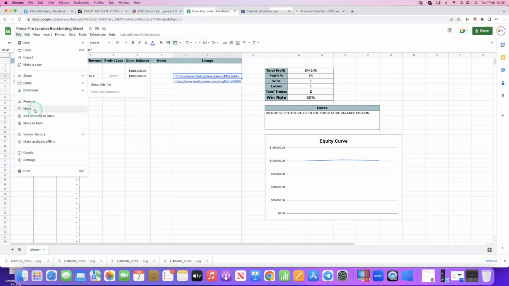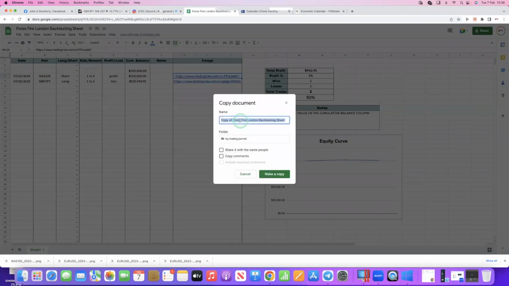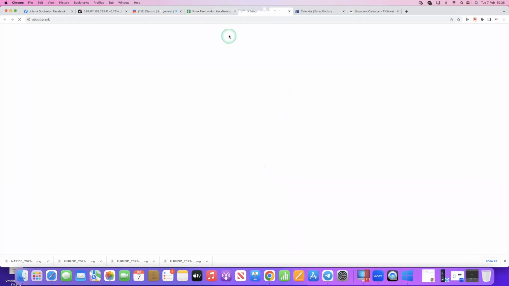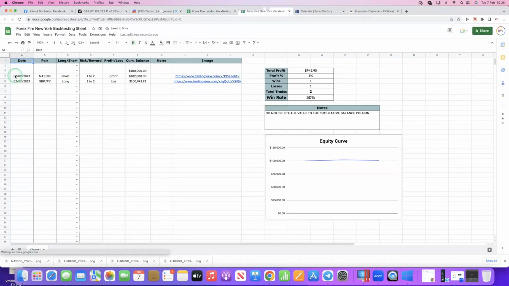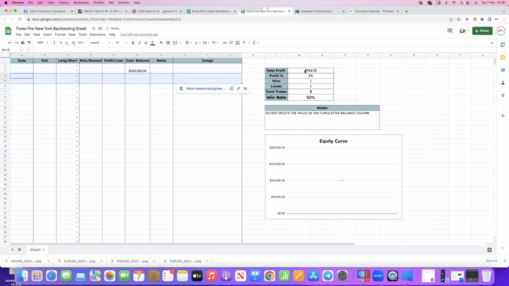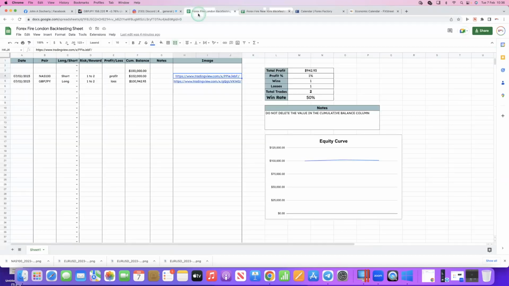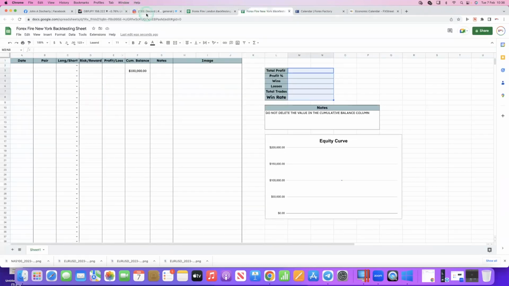And I'm just going to go to File, and then I'm going to make a copy. Forexfire, and then I'm going to put New York. So I'm going to have a different sheet for the New York. So I've just made a copy on that. I'm just going to delete that. So we've got a copy for the London, and then I'll have a new sheet for the New York.